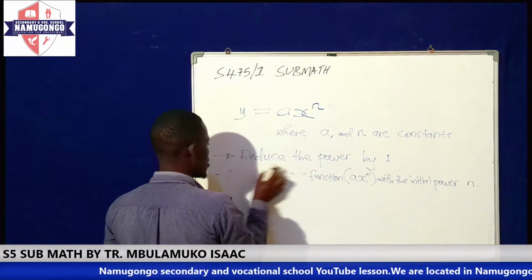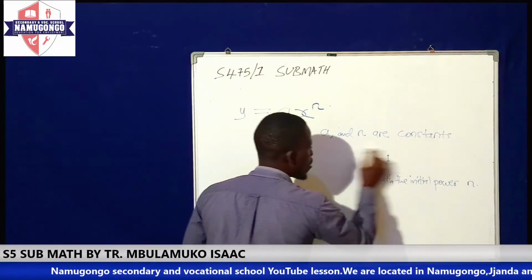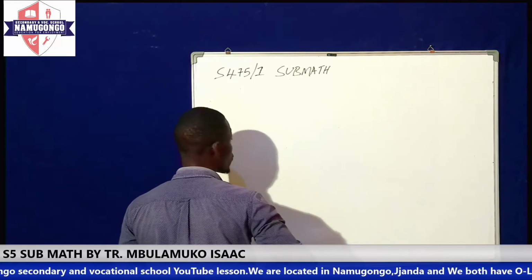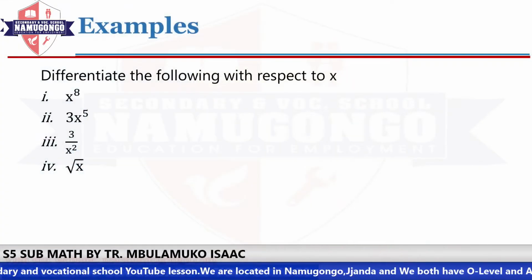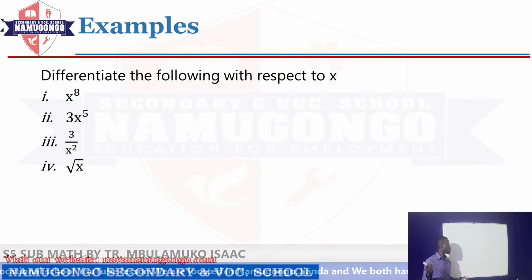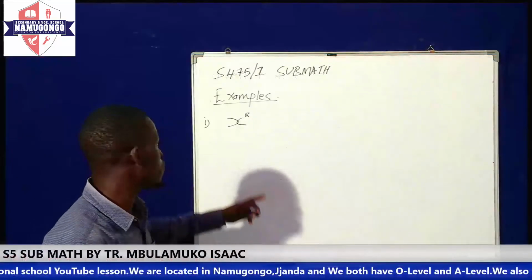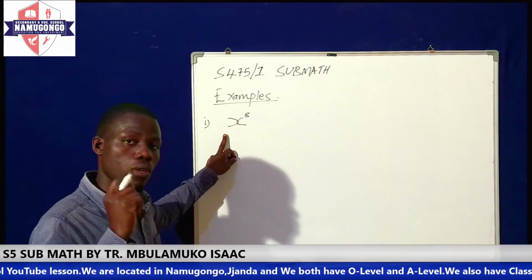Applying this simple knowledge that we have learned. On the screen we have examples, and they are telling us to differentiate the following with respect to x. We have Roman number 1, which is having x to the power 8. They are telling us to differentiate this with respect to x.